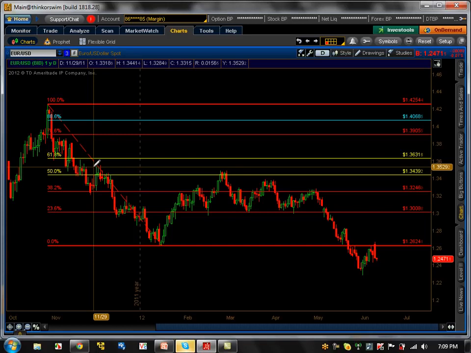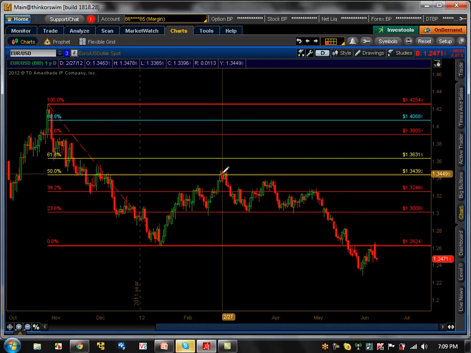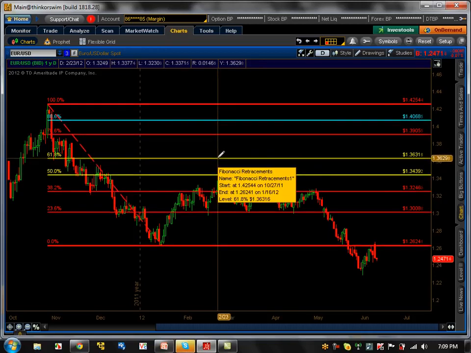Okay? So let's say you did go short right there at that 50. Where would you put your stop? Okay, so first, do you understand the entry? Entry is at 50% to short it or 61.8. These two yellow lines. Agreed?